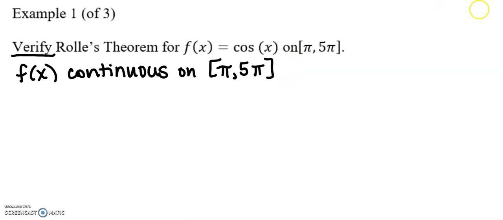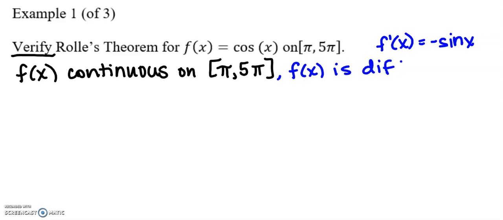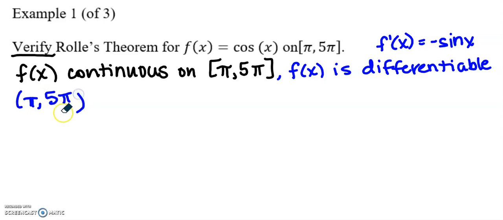F of x needs to be differentiable. How do you check if something is differentiable? It means you are able to take the derivative. So, to be able to take the derivative on the interval from pi to 5 pi, we have to consider what f prime of x is. Well, f prime of x is going to be negative sine of x. Is this derivative continuous on pi to 5 pi? Yes, which means that f of x is differentiable. We are able to take the derivative because the derivative is continuous on the open interval from pi to 5 pi.